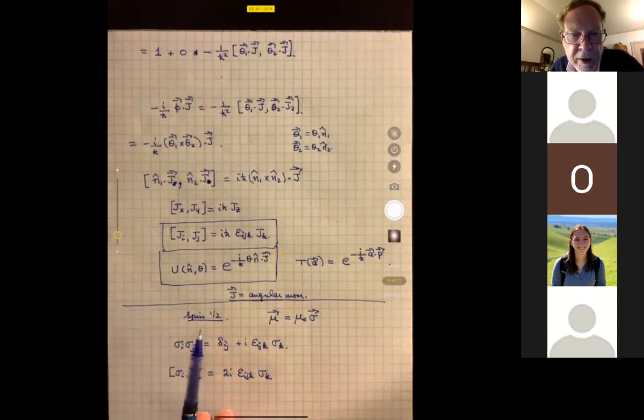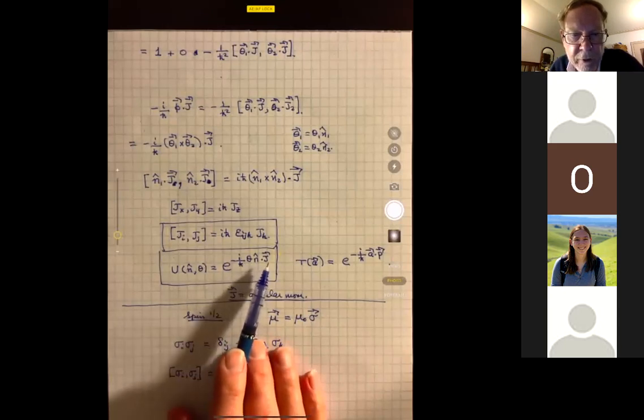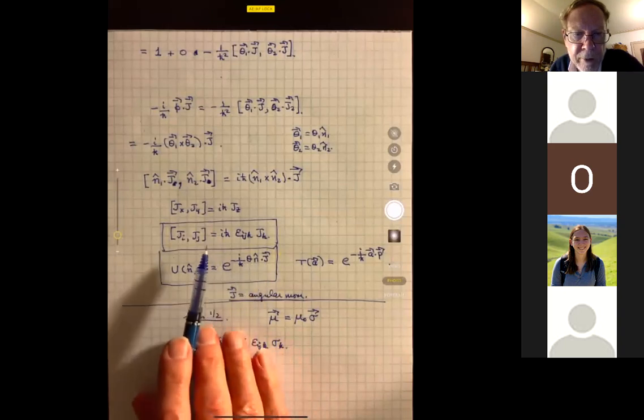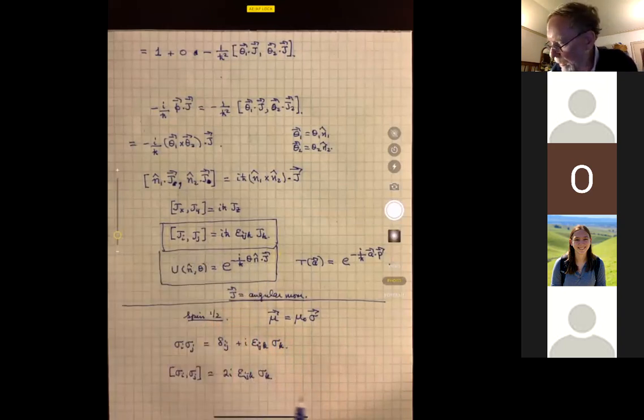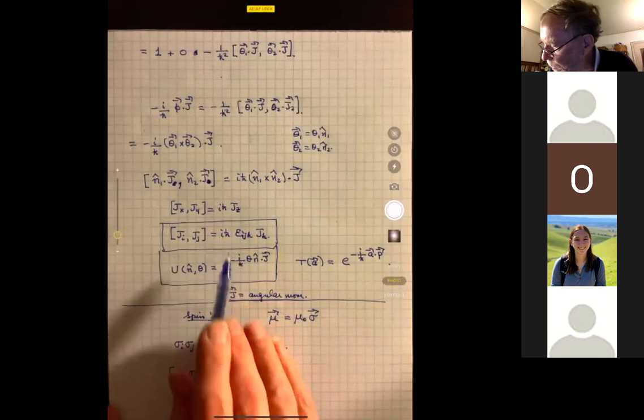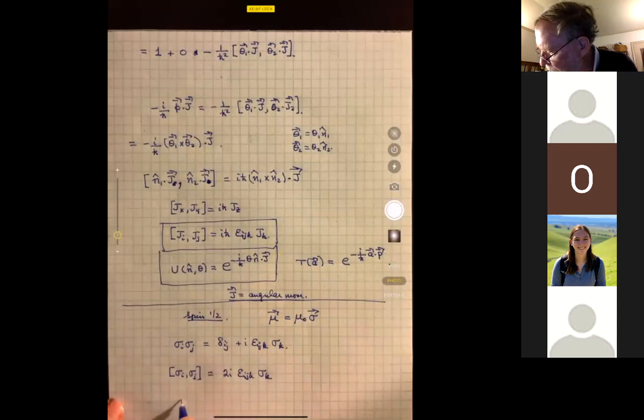So the first step then is to find a vector of Hermitian operators that satisfy the angular momentum commutation relations. They look very similar to the commutation relations of the Pauli matrices. All you need to do is scale to get the iħ in and get rid of the 2. It turns out what you want to do is to define J equal to ħ over 2 times sigma.